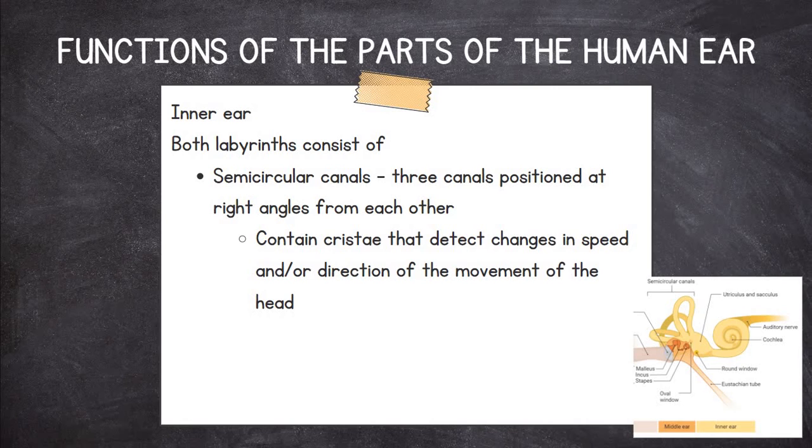So the inner ear, like we said, consists of the labyrinths, and they both also have the semicircular canals. Aside from the utriculus and the sacculus, they also have the semicircular canals. So these are three canals positioned at right angles from each other. So as you can see here, there are three of these canals, and they contain cristae that detect changes in speed and or direction of movement of the head. Okay, so those cristae are again like little hair-like structures, and they are responsible for detecting the movement of our head.